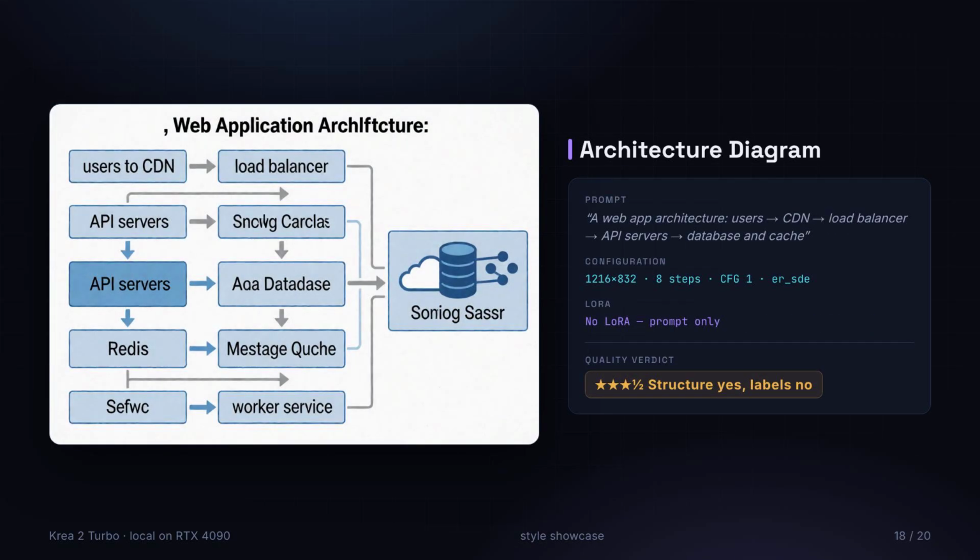Asking for a technical architecture diagram pushes the model into its weakest area. The structure is actually impressive: labeled boxes, directional arrows, grouped layers, even a database icon, and some labels, like users, CDN, load balancer, and Redis, come out perfectly. But others degrade into near-words like "qua database." It's a beautiful mock-up, but not a diagram you could ship as documentation.